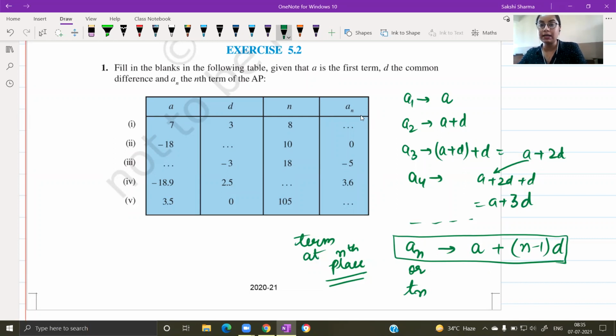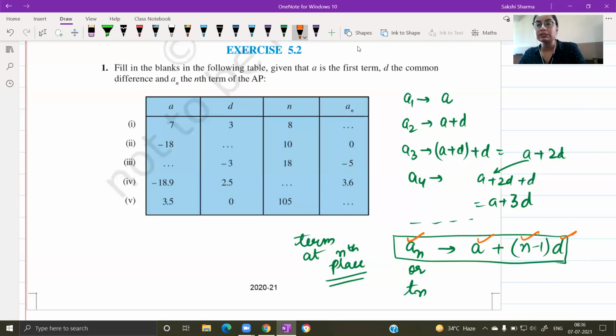This formula gives you a relation between 4 variables. an represents the nth term, a represents the first term, n represents the place at which we are trying to find out the term, and d represents your common difference. There are 4 values used in this relation. At any point, if one value is missing and the remaining 3 are known, we can find that missing one.